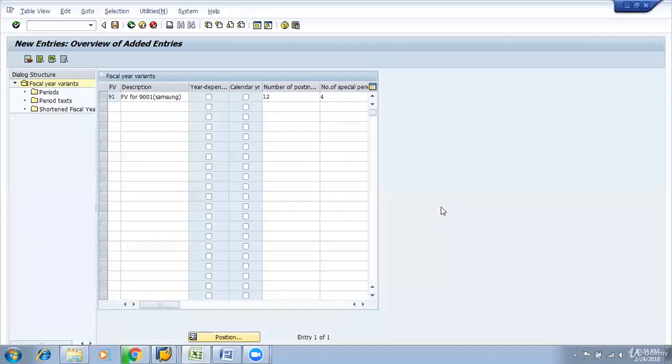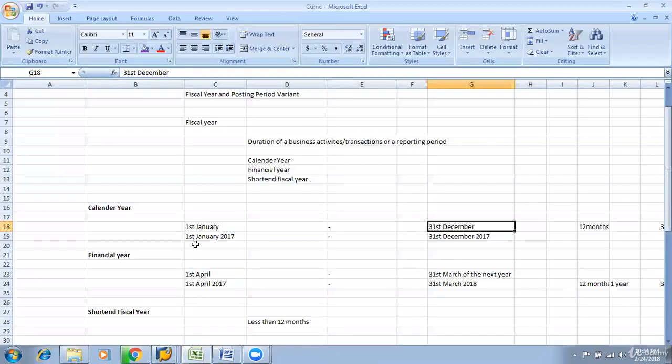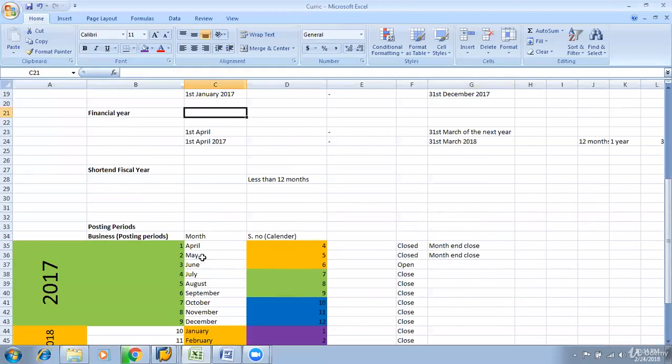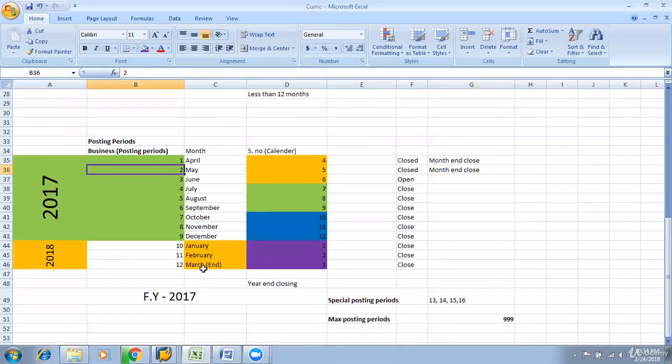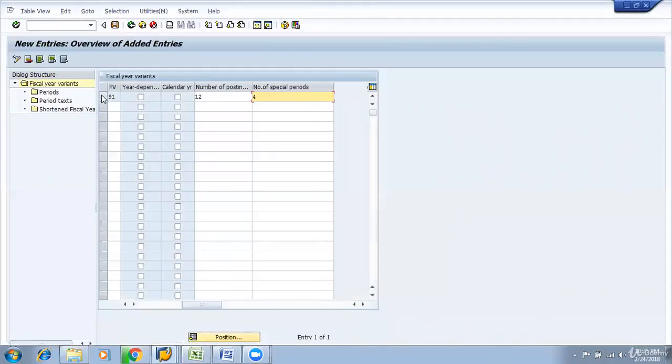What I have mentioned till now is that this is my fiscal year variant 9-1, which I entered randomly, with number of posting periods 12 and special posting periods 4. It's time we tell the system that April is my first month, May is my second month, and so on. So select your entry. How do we select this entry? Just click on this block on your left and it selects your entry.